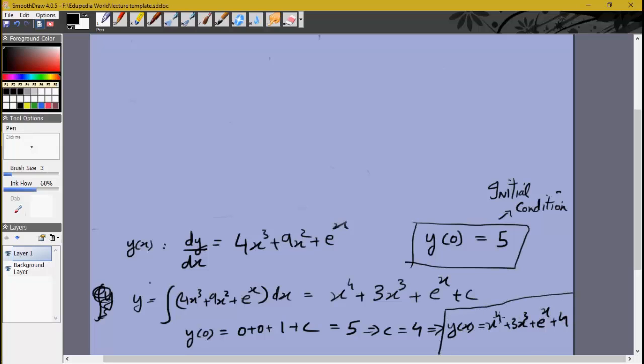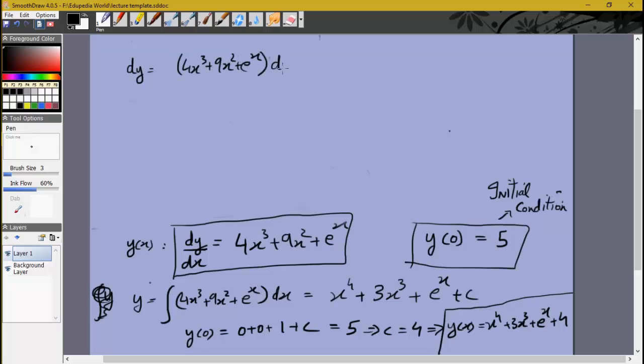Now we'll see how we can solve the same question and get the same solution using definite integration. So we start from this point, dy by dx is equal to 4x cubed plus 9x squared plus e to the power x, and what we'll do is take dx to the right side. So what we get is dy is equal to 4x cubed plus 9x squared plus e to the power x times dx, and now we integrate both sides.